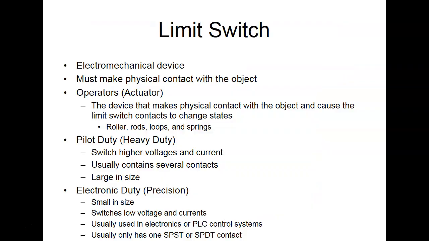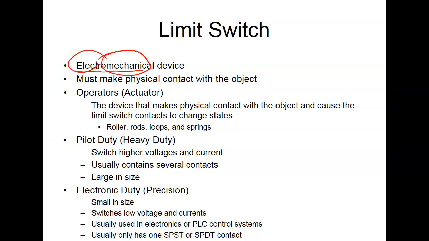A limit switch is an electromechanical device. So right off the bat, we know this can fail in two different ways: electrically or mechanically. Most mechanical failures are caused by people who don't mount them right. These are pretty reliable and they last a pretty long while. We can have problems with them: a limit switch must make physical contact with the object it's trying to measure.